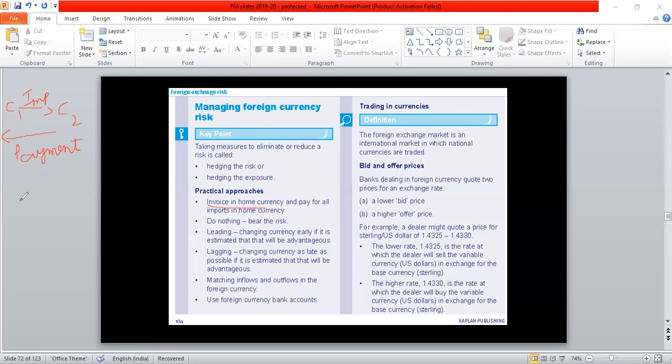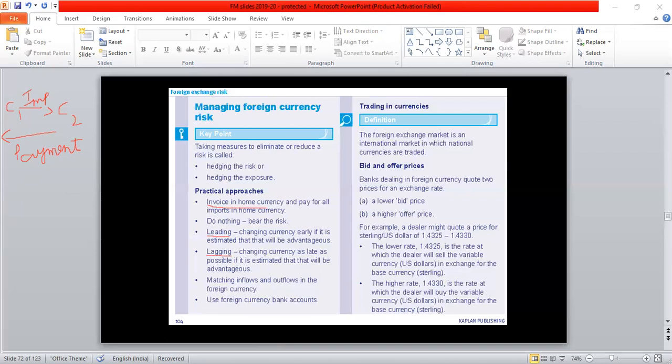Then the next one is leading and lagging. Leading and lagging are two different terms. Leading is changing currency early if it is estimated that this will be advantageous. And lagging says changing currency as late as possible if it is estimated that this will be advantageous. Lagging is you are delaying it.